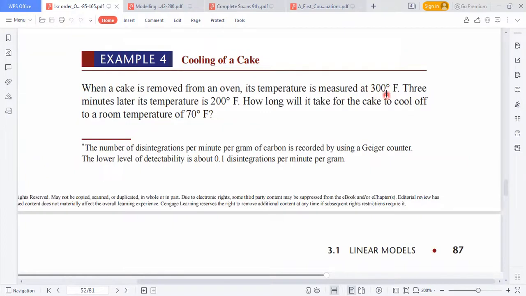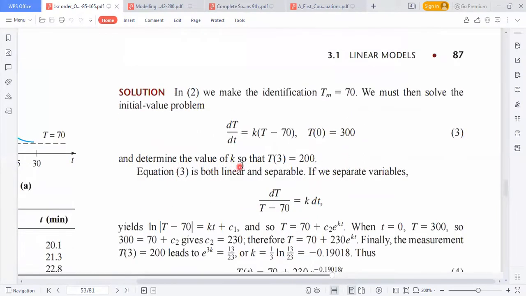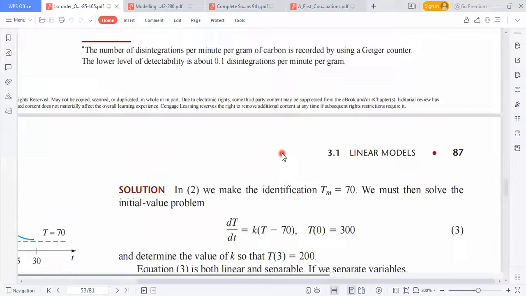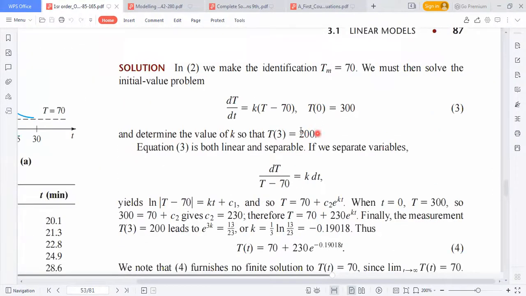At time t equals 0, the initial time, the temperature was 300 degrees Fahrenheit. So T0 equals 300. And we have to determine the value of k, so that after 3 minutes, the temperature was 200 degrees Fahrenheit. So T(3) equals 200. Now equation 3 is both linear and separable. By using the variable separable method, we can solve the differential equation easily.